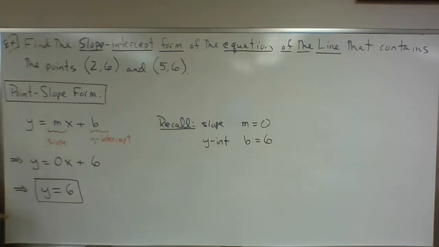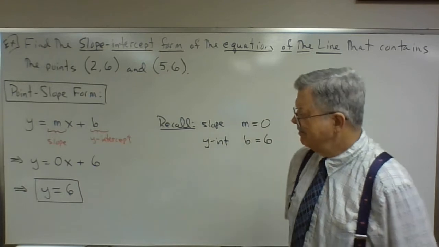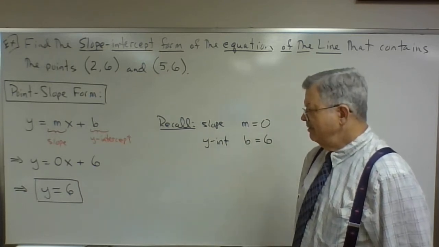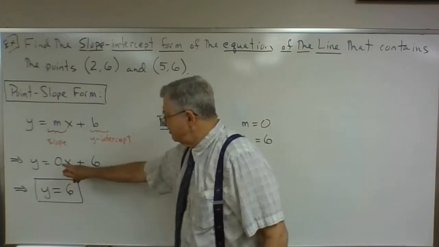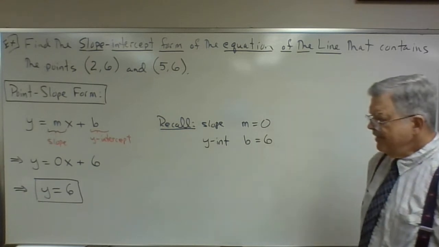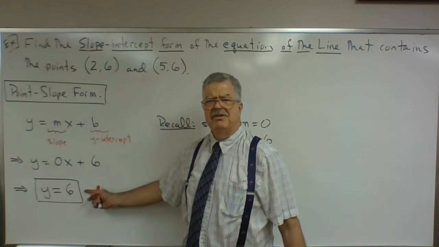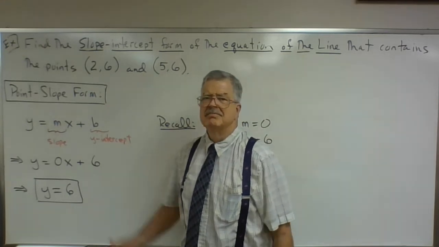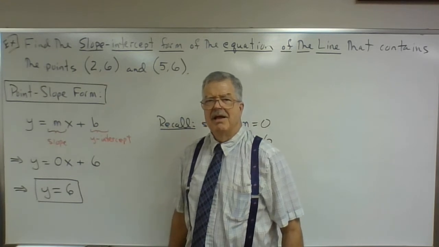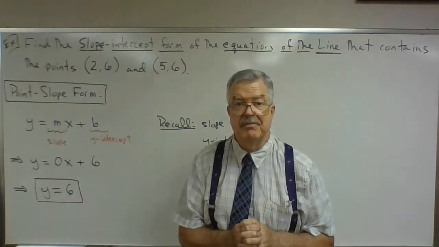Believe it or not, this is the slope-intercept form of the line that contains the points (2, 6) and (5, 6). Well, where's my mx? It's right here, 0x. It's just 0. But this is just y equals a number. That's right. Now that doesn't look like the slope-intercept form of a line that we've ever seen before, right?